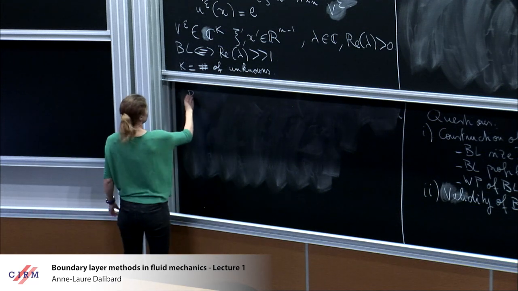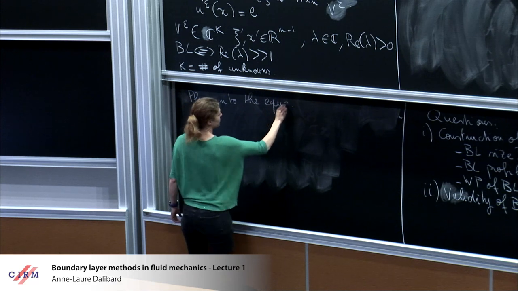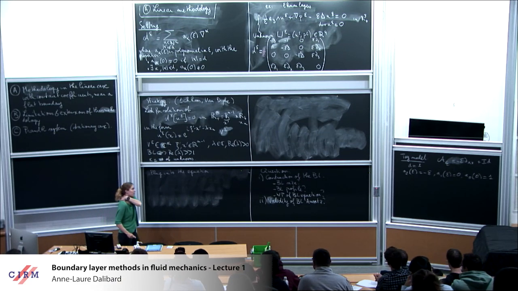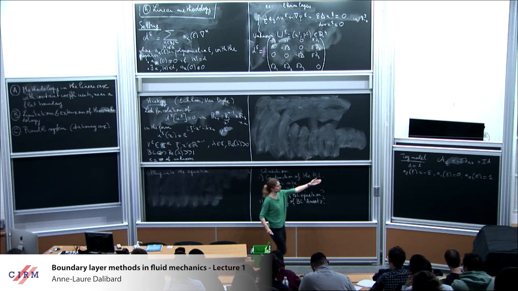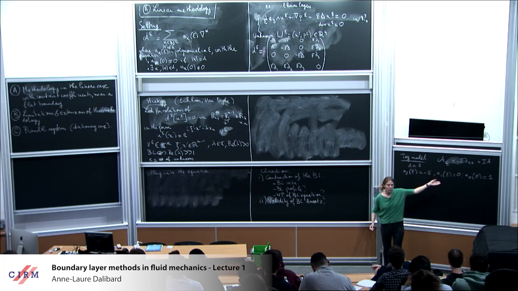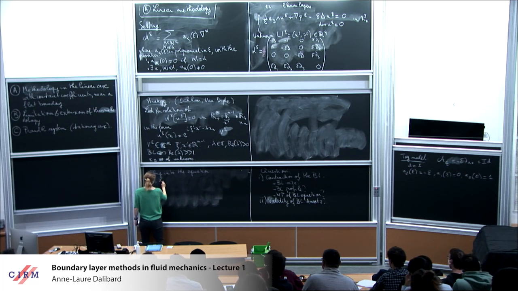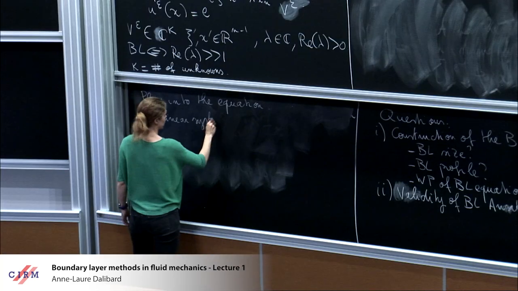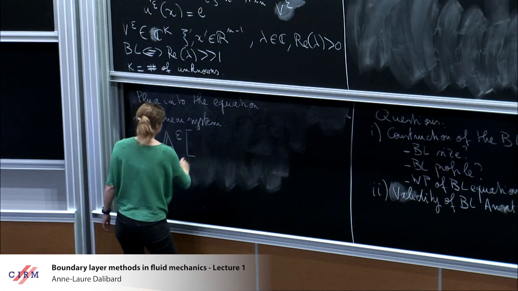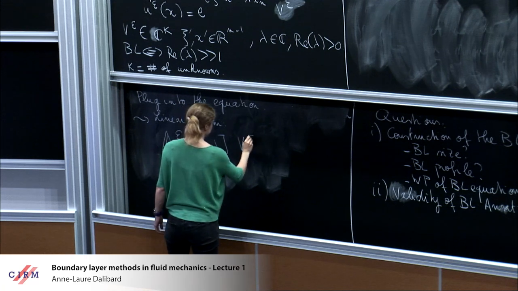So you plug that into the equation. And you remember that when you have an ODE like this and you plug this into your equation, you get the characteristic equation for lambda. Well, here it's exactly the same, actually. When you plug that into your equation, what you obtain is a linear system, which has the following form. It's a big matrix, which I will call A epsilon, which depends on psi prime and on lambda, applied to my vector V epsilon, equals 0.